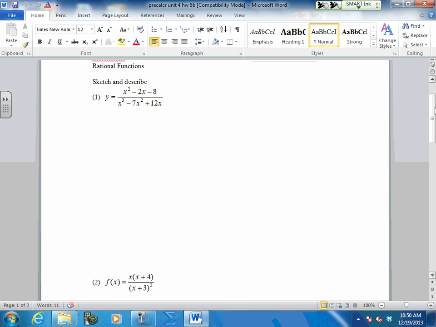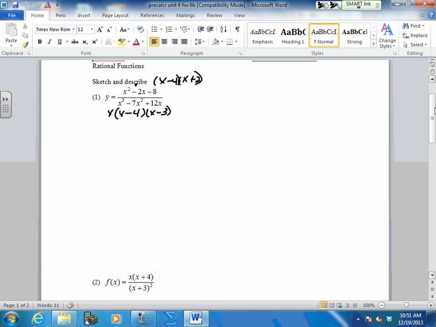Factor. So what does my numerator factor into? x minus 4, x plus 2. Yeah, you need the minus in the middle. Yep. Now, we're going to take an x out of here. And then what do we factor this into? x minus 4 times x minus 3. Good. Okay. Let's first do the denominator. You already have it factored.